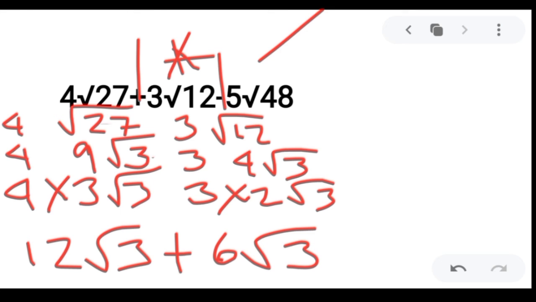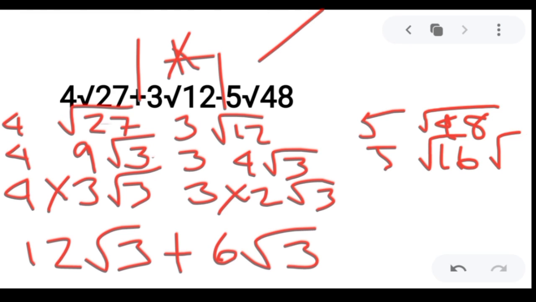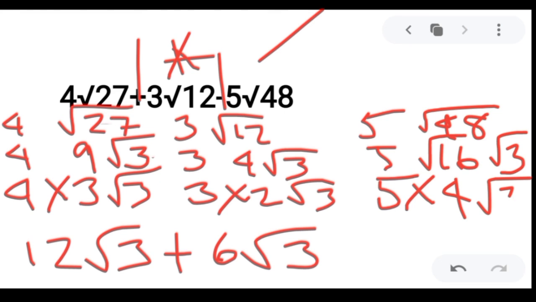The other given is 5 square root of 48. 5 square root of 48. So 5. Hanap tayo ng number na pwedeng i-multiply sa 48. Yung perfect square, multiply sa pinakamababang given is square root of 16 square root of 3. So 16, pwede pa natin i-simplify yung 16, 4. 4 times 5 is 20 square root of 3.